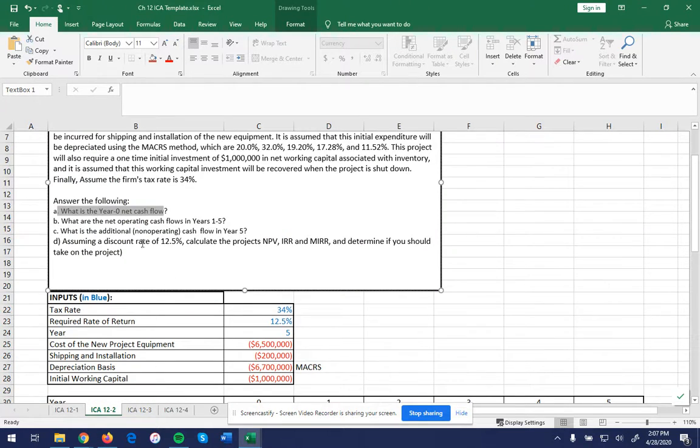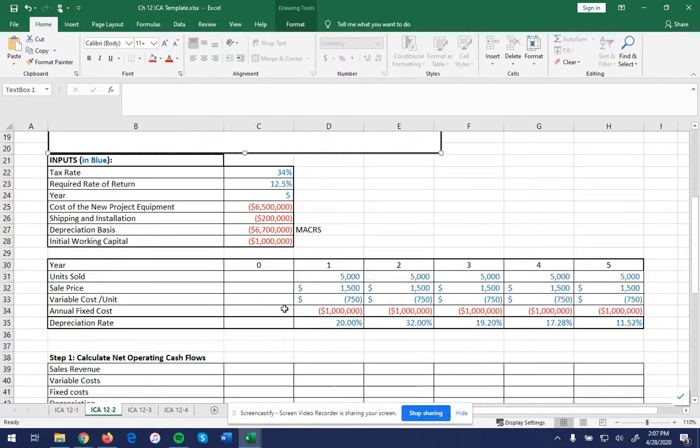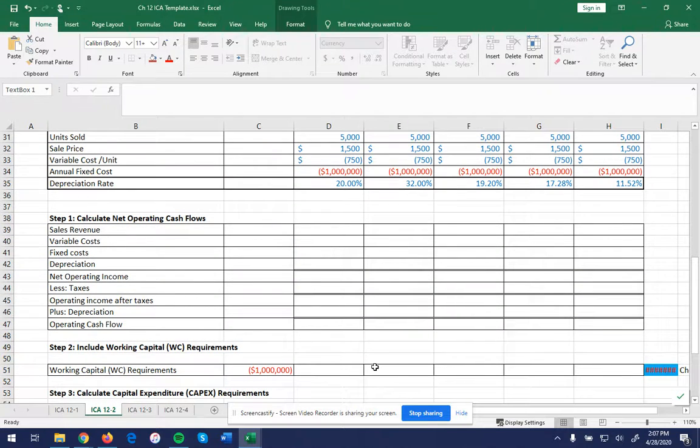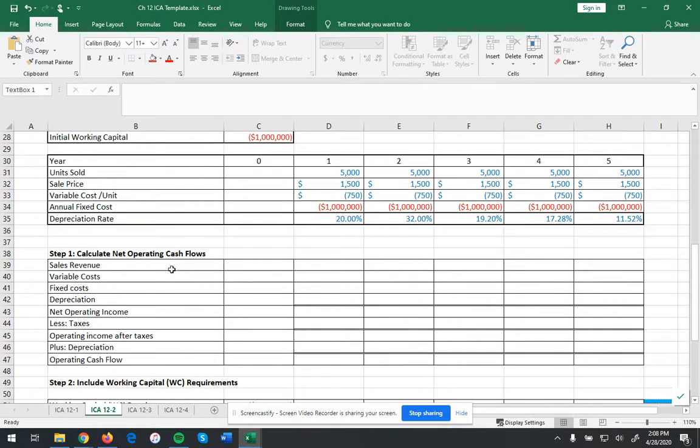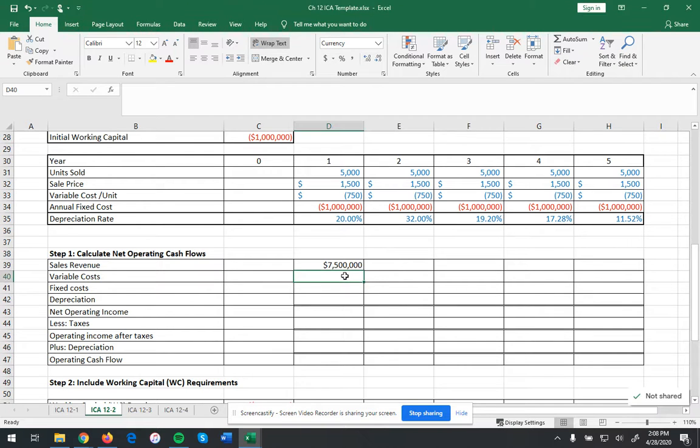Now, B is a little bit harder. What are the cash flows for year 1 through 5? Well, let's just work on year 1, and then we can copy everything over, okay? So operating cash flows. So revenues are always units sold times how much we sell each one for. So $7.5 million that we have on there. Our variable cost would be the same thing, number of units sold times the variable cost per unit. So $750 per unit, we would have that. Any fixed costs that we have, our annual fixed cost is $1 million that we see.